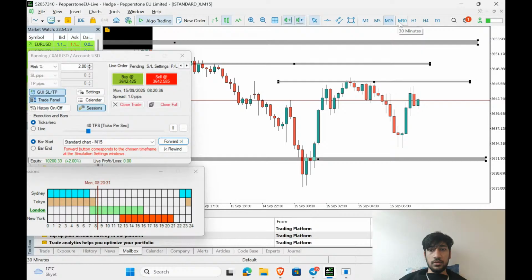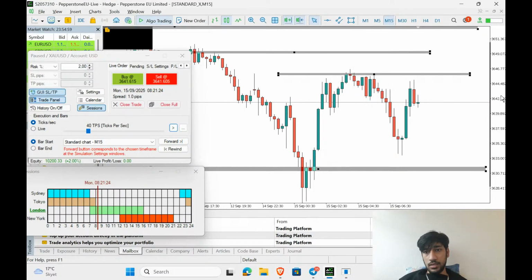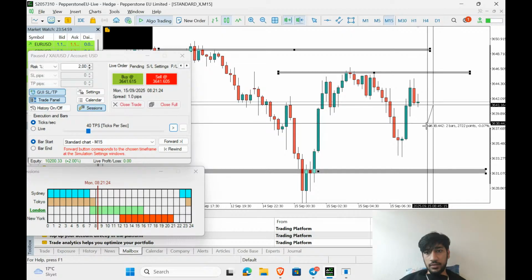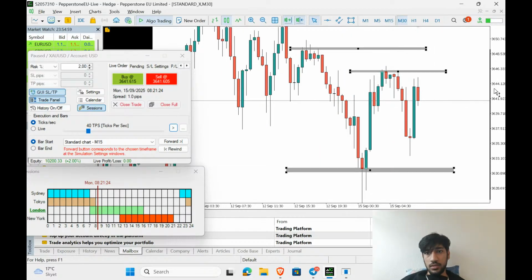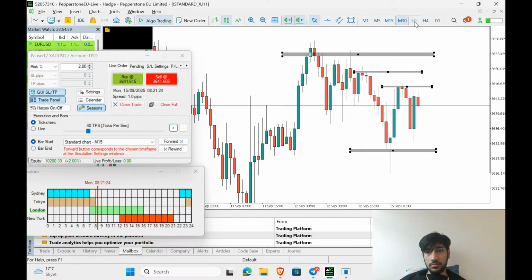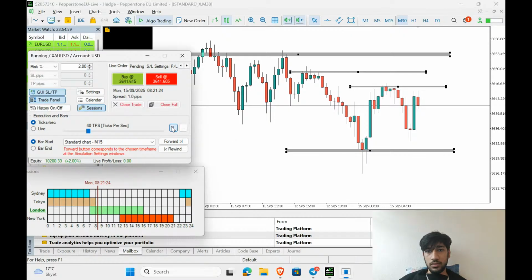So M15 found resistance. Is it a good time to sell? Do we have a range? No, because M30 is bullish. Just gotta wait for M30 structure.